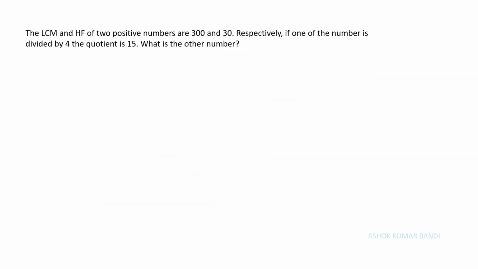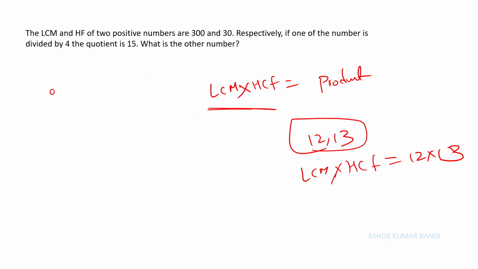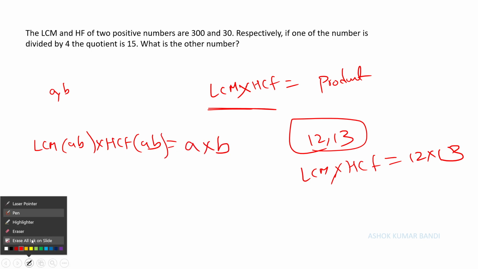One more thing, guys. The product of LCM and HCF will always be equal to the product of the numbers. For example, if I say 12 and 13, find out LCM, find out HCF. If you multiply those two, you are going to get 12 into 13. So the product of LCM and HCF is always equal to the product of the numbers. Like if a and b are two numbers, the LCM of a and b multiplied with the HCF of a and b will always be equal to a into b. That's what we are going to do in this problem.